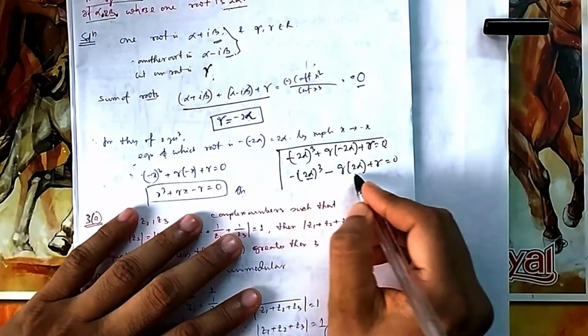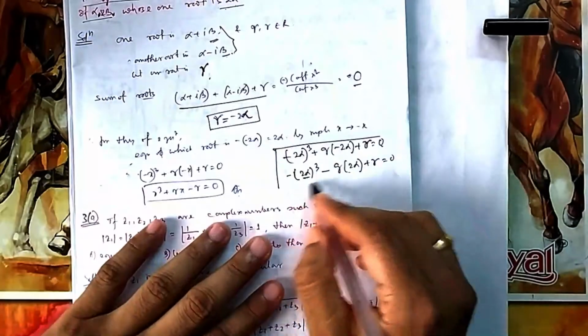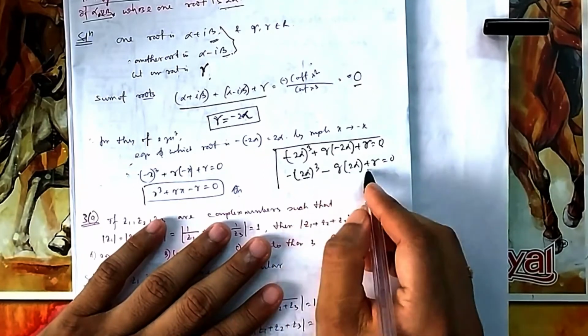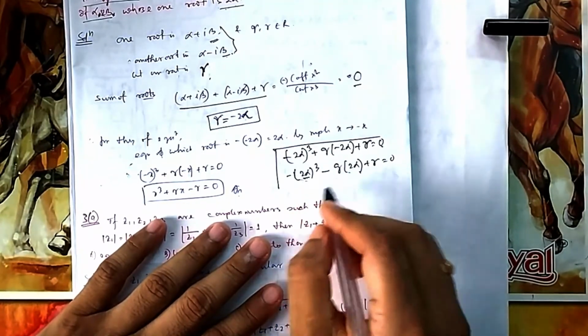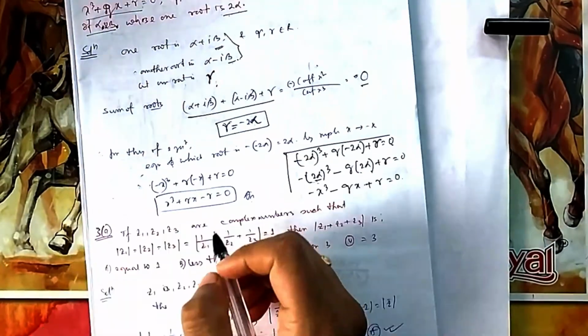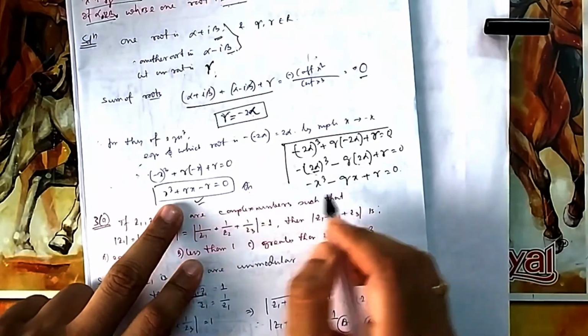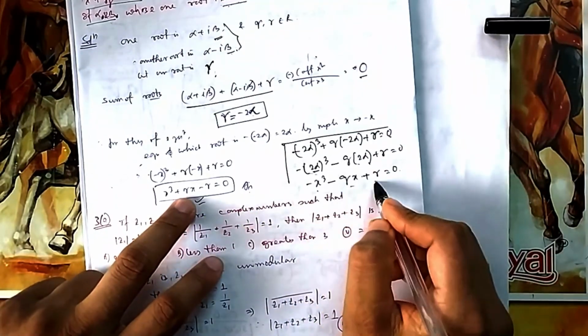Now because it satisfies this equation, now forget about this equation. This equation satisfies 2 alpha. So obviously this is the equation whose root is 2 alpha. So obviously this is the equation. So if you take minus common, it will come this: x cube plus qx minus r equal to 0.